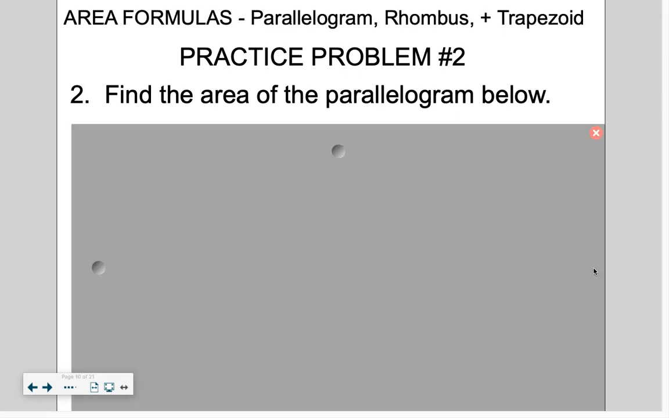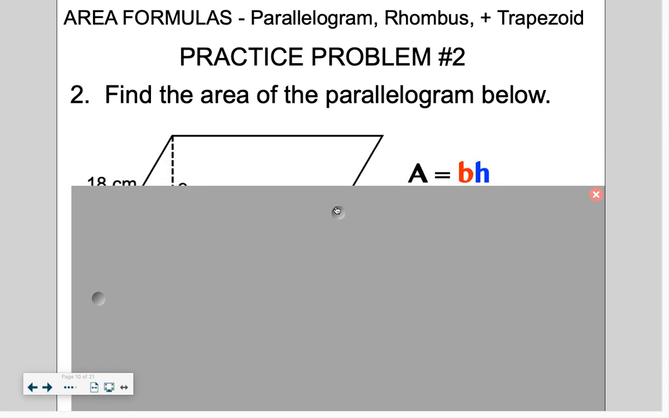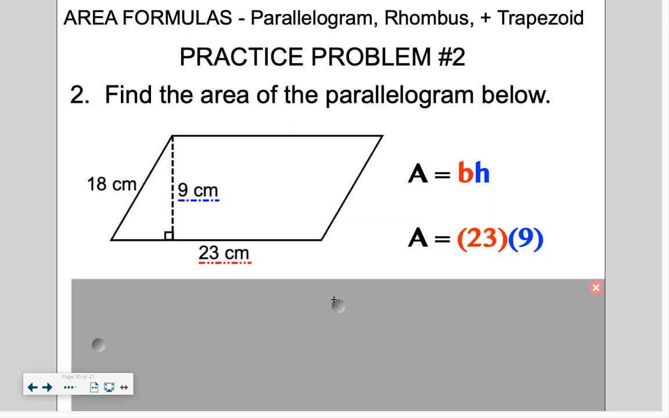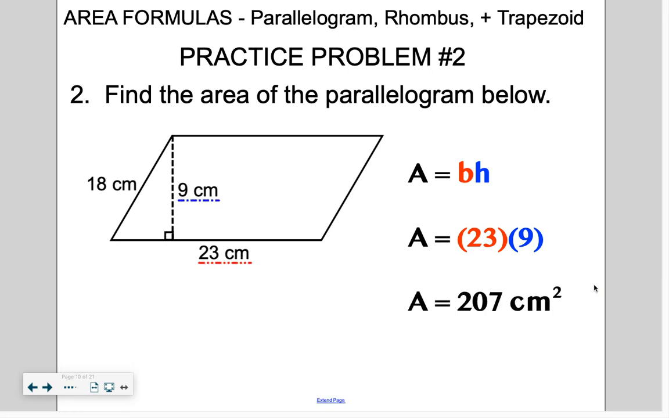So for a parallelogram, the area formula was base times height. And in looking at this particular picture, the base is given to you as being 23 centimeters, and the height is 9 centimeters. So we just go ahead and throw them in and we multiply. And that should be it. Just as in the past, plain units are used for how long, how tall, how wide. Square units are used to communicate how much space or area.